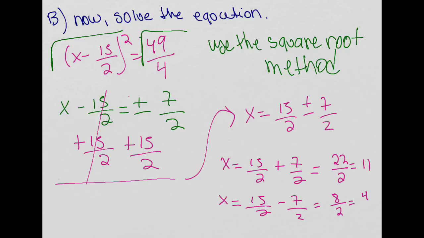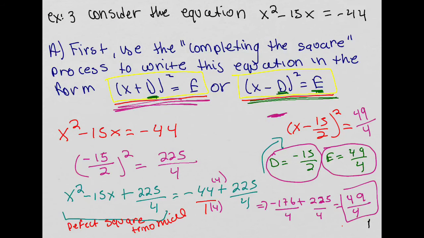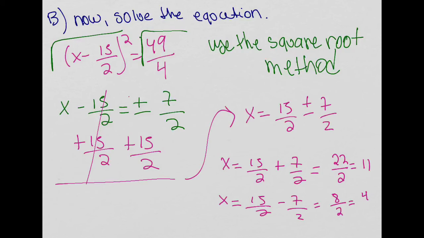Okay, so part A wanted us to rewrite this quadratic equation into this format, one of the two. And we use the completing the square method to do that. Part B wanted us to solve, and we use the square root method to solve that part. And we got the two values of x right here.